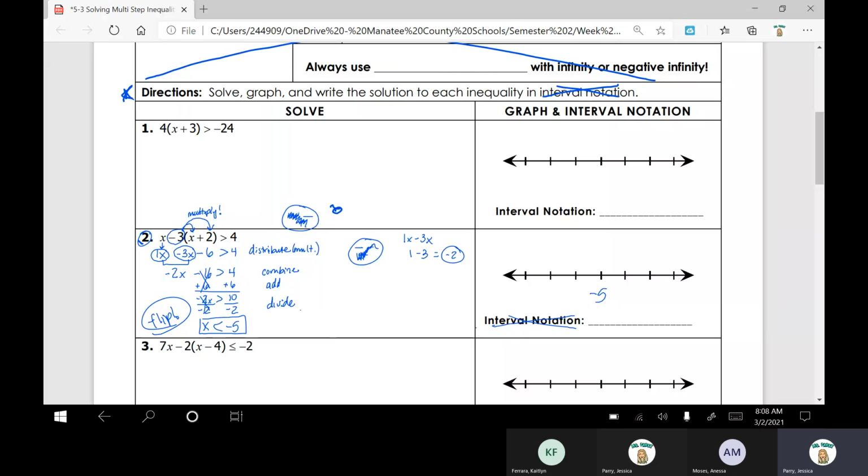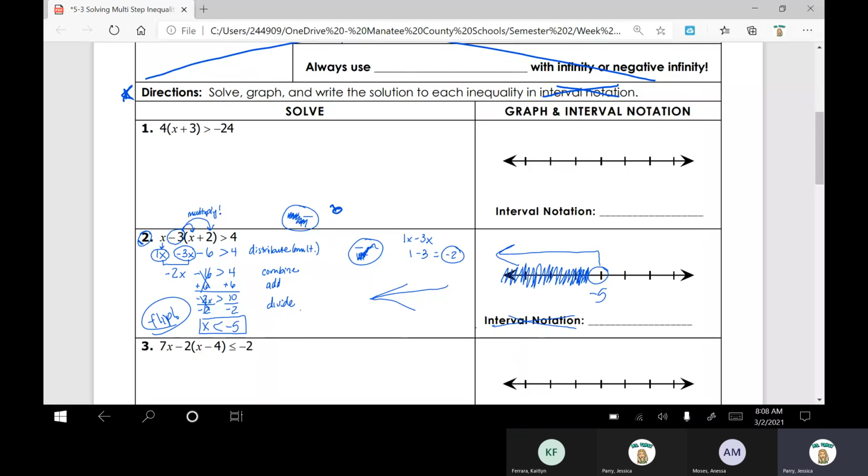Okay, so for this one, here's our symbol. It's the less than symbol. We've got less ink for the sign, so less ink for the dot, open dot on -5. And then you turn it into an arrow. It's pointing to the left. Shade everything into the left, nice and bold so I can see. Or you can do the up and over there.